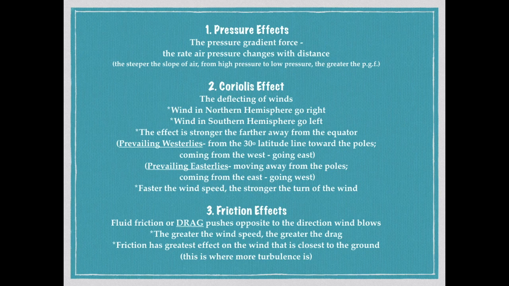And then the last one here, we can see that friction impacts wind speed and wind direction. Friction will slow down wind. If you have drag, which is fluid friction, this pushes against the wind or against the direction that the wind blows, and this can slow wind down. Friction and drag can also help planes and other things such as lifting up a plane as it goes to take off, but it can also cause turbulence.